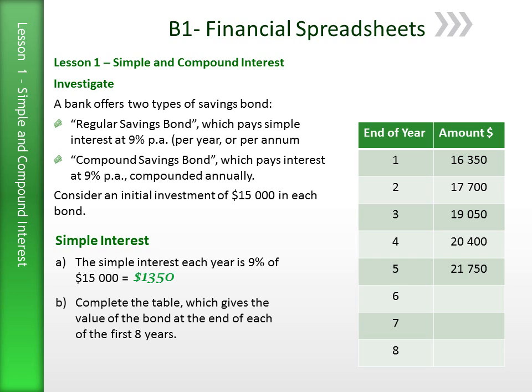So when we get to the 6th year, we just add on to the $21,750 to get $23,100. In the 7th year, we would have $24,450. And again, we add another $1,350 to that. And at the end of the 8th year, we would have $25,800.